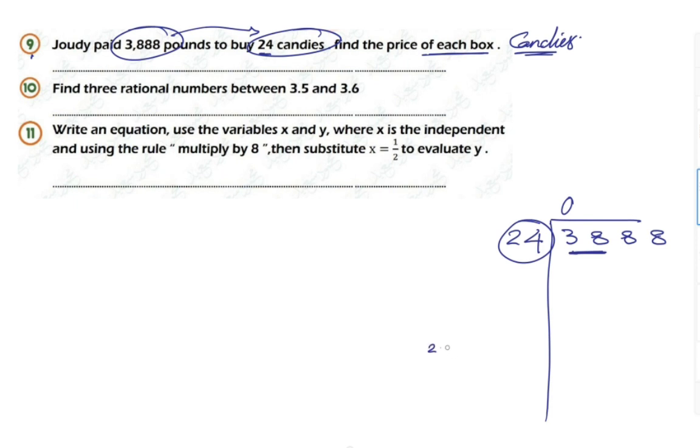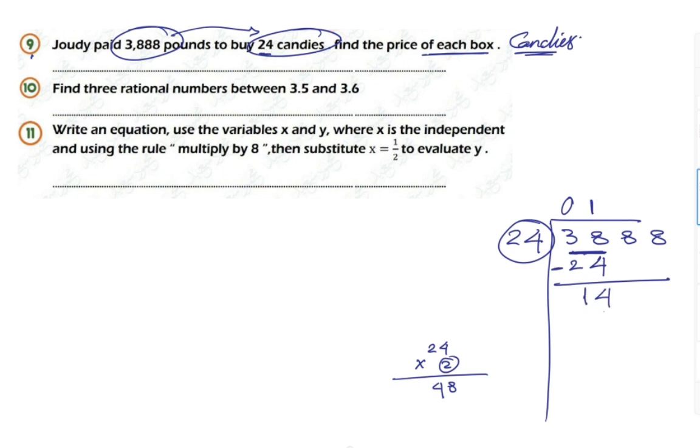Try what? Try 24 first by 2. 2 by 4 is 8, 2 by 2 equals 4. So 48 is greater than 38. So 2 is big. So I will start with what? With 1. 1 by 24 equals 24. Now time to subtract. 8 minus 4 equals 4. 3 minus 2 equals 1.